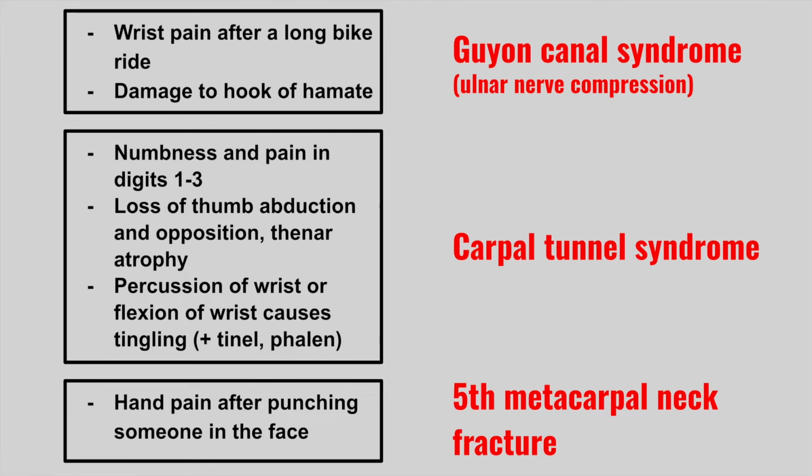So this is a 5th metacarpal neck fracture, also called boxer's fracture. This is where you have a direct blow with a closed fist and you injure the 5th metacarpal neck.